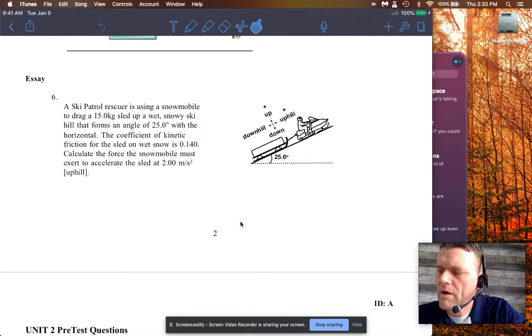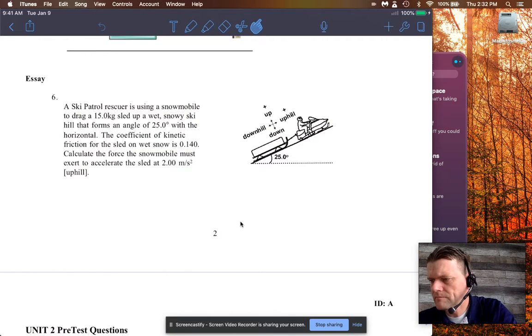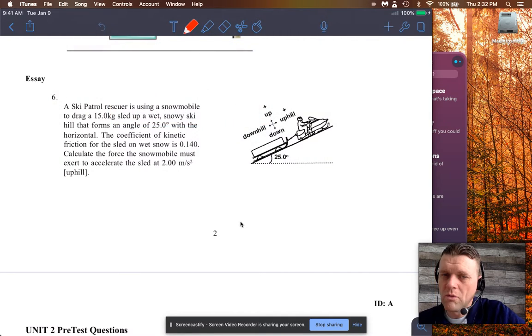And so I want to just walk you through the steps that you would do to analyze a question like this and help you see that once you start breaking it down, it's not that bad. So first off, it's a 15 kilogram sled. And if we start, it actually wants to know how much force the snowmobile must exert to accelerate it uphill.